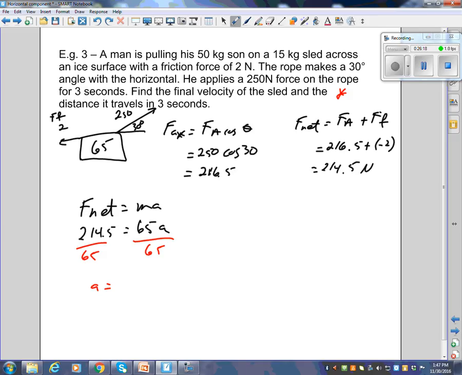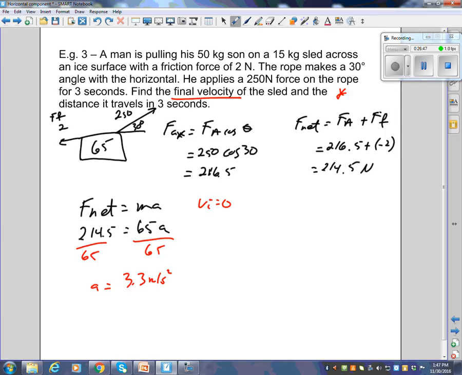And I get 3.3. Oh yeah, so that's basically what we did in example number 2. Now, to find the final velocity, it doesn't come right out and say it, but generally when big kids sit on sleds, they start at rest. So I think we can reasonably assume, especially because it's not given, that the initial velocity is 0.